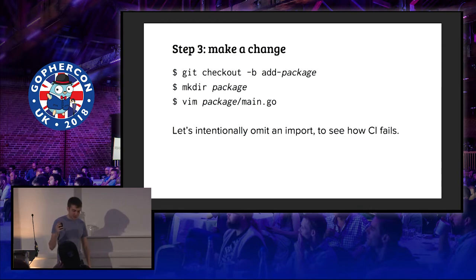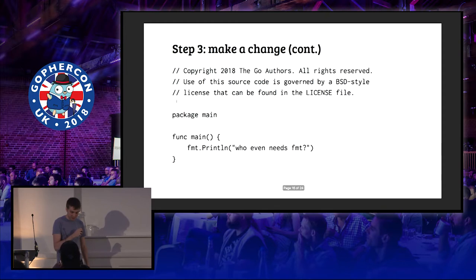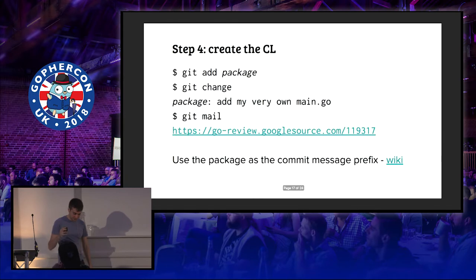And then we're going to do a change. For example, in this case, we're going to do a change which is adding a hello world, but forgetting about the fmt import. And please note that there's a copyright header. You should add that as well. So these are the steps to create a CL.